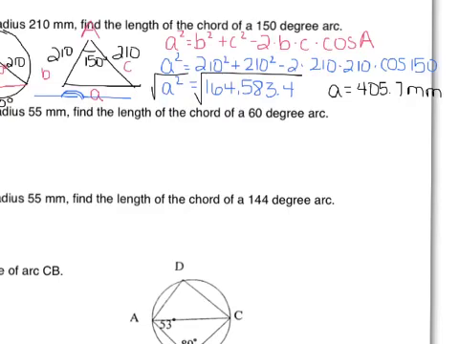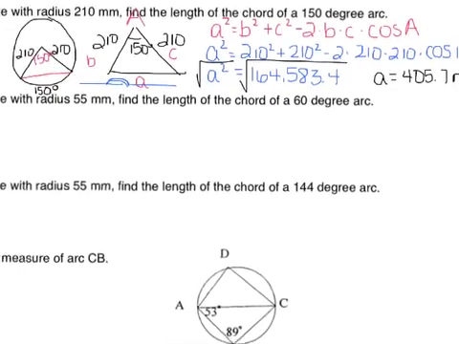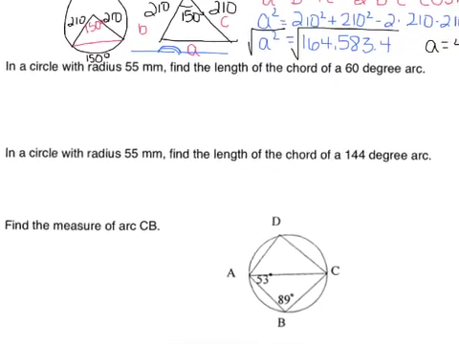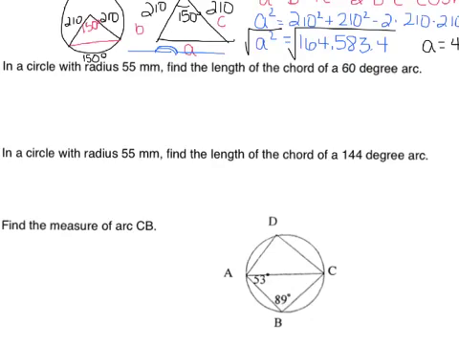The same process is going to work for number 2 and number 3. In a circle with radius 55, find the chord length of a 60 degree arc. Draw my central angle in here. The radius is 55, so both of these side lengths are 55. My arc is 60 degrees, so this angle here is 60 degrees. I'm trying to find this side length here, so I'm just going to plug that right into the law of cosines.